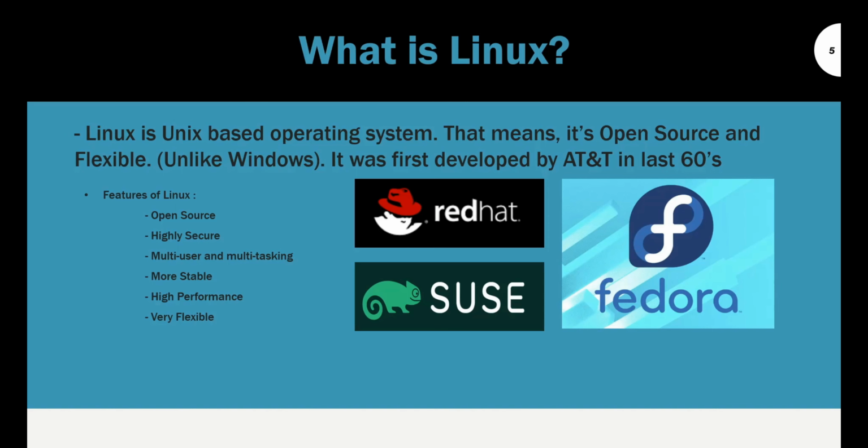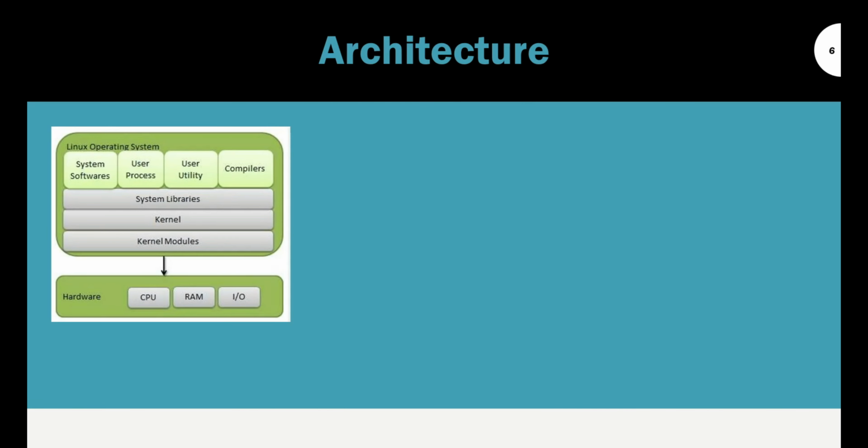Next, we will understand Linux architecture. In Linux architecture, we will discuss and understand what the building blocks of Linux as an OS are. Primarily, Linux OS consists of kernel modules, kernel, system libraries, shell, system software, and user or application processes. Let's discuss them one by one.